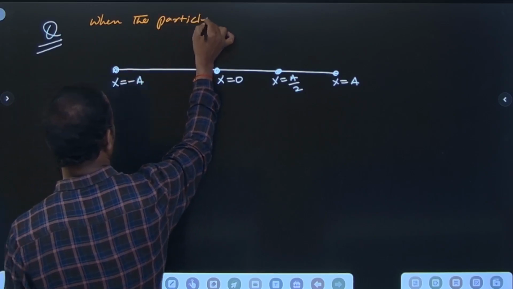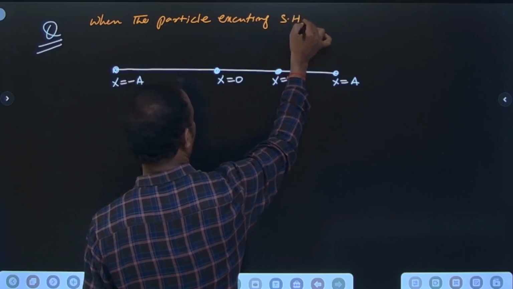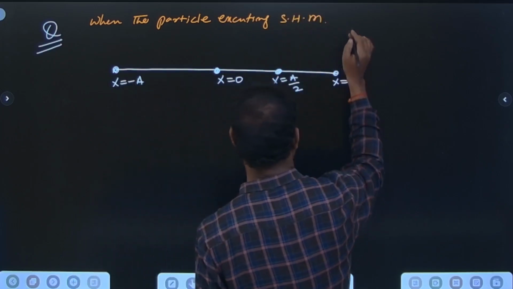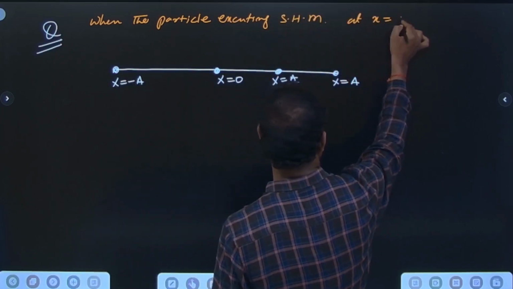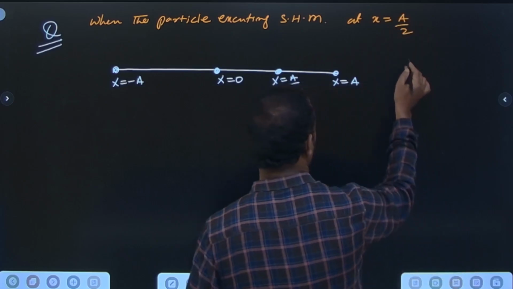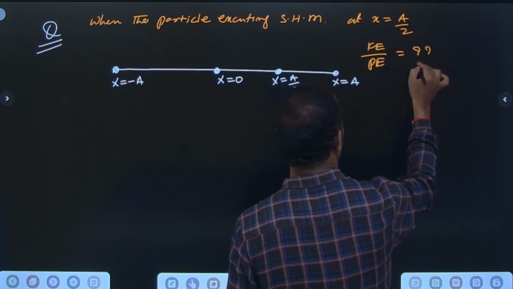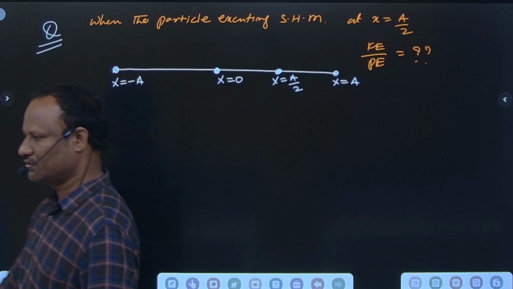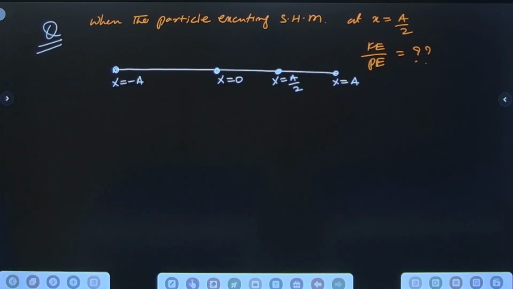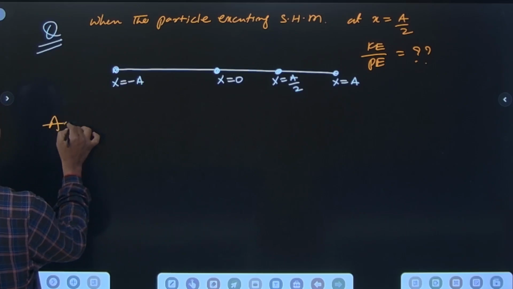A particle is executing simple harmonic motion. At x equals half of the amplitude, what is the ratio of kinetic energy to potential energy? Please try it yourself. This is the situation, where the particle starts from the mean position. What is the answer? How do you go for this?